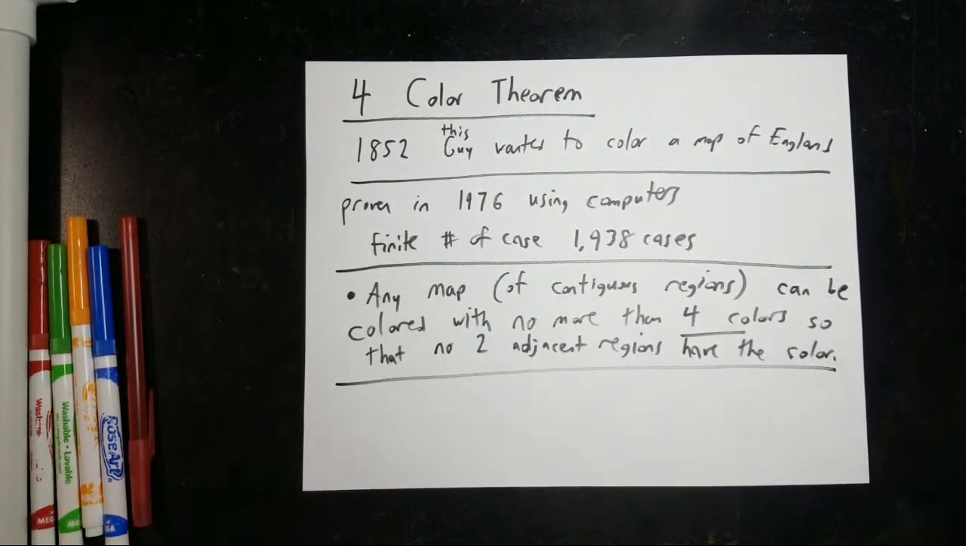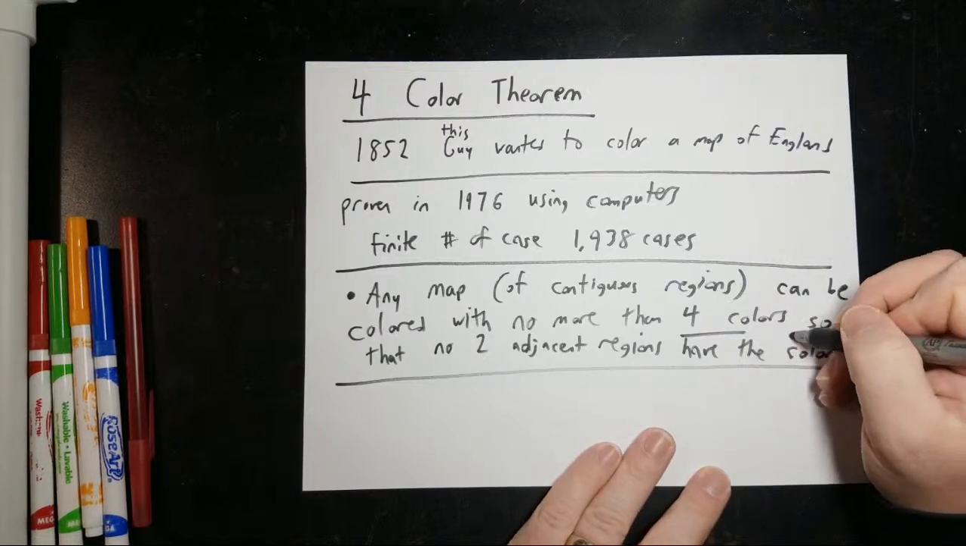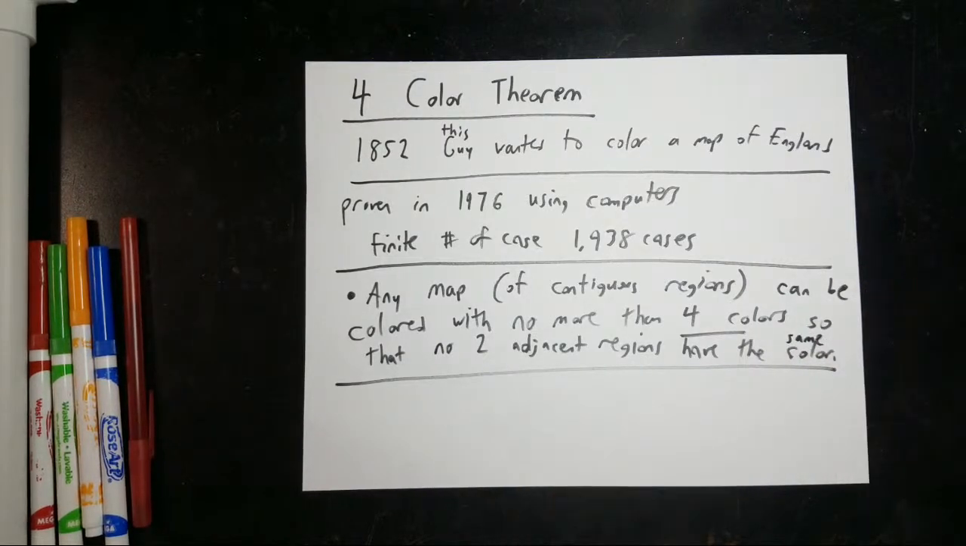This is the nuts and bolts of the theorem, and it's been worded in different ways and can be expressed in different fashions, but this is the nuts and bolts of it. You can color any map with four or fewer colors as long as no two adjacent regions have the same color. I didn't write the word same. Have the same color. There we go.